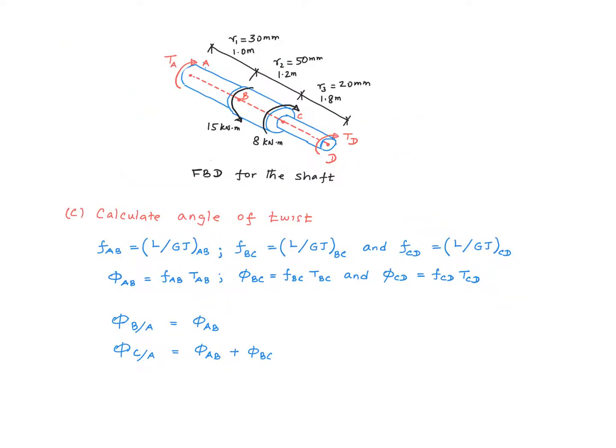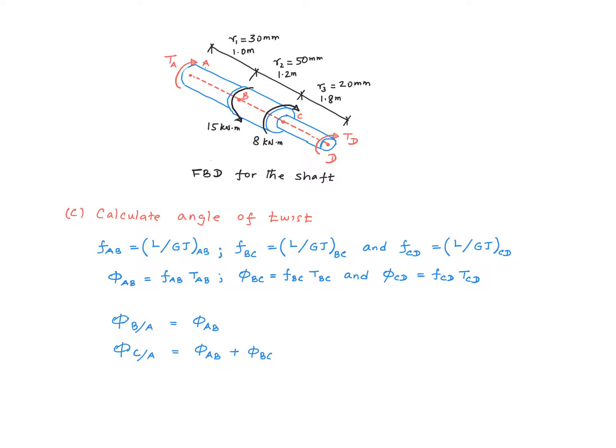Now to calculate the angle of twist of the interior points B and C, we first go ahead and calculate these coefficients, which are, by the way, called flexibility coefficients. And then we calculate the angle of twist for each of the segments, AB, BC, and CD, and then sum them up algebraically in order to find the angle of twist for the interior points B and C. Angle of twist of B with respect to A would be simply the angle of twist of segment AB. Angle of twist of point C with respect to A would be the angle of twist of the segment AB plus the angle of twist of segment BC.